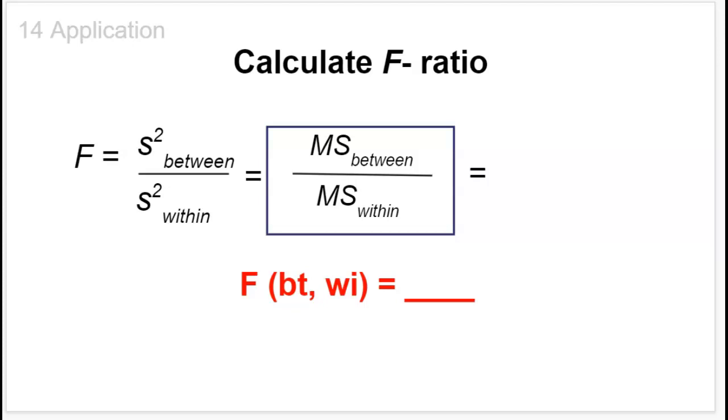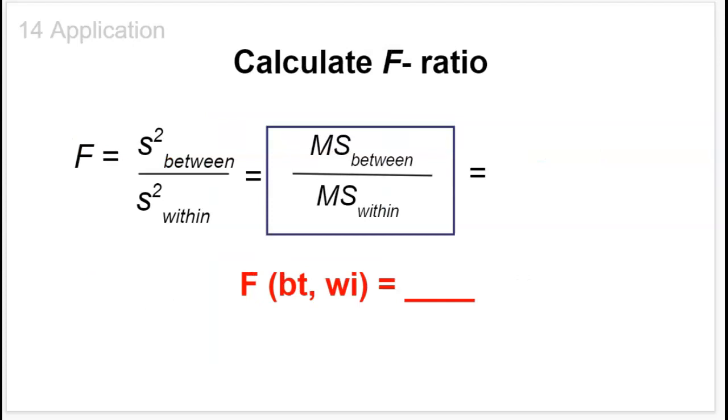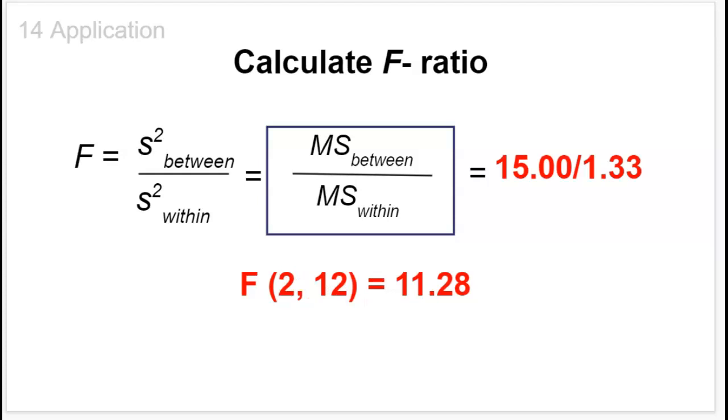So take a moment to plug in that 15 and that 1.33 to get to your F, and then let's see how you did. So when we calculate that 15 divided by 1.33, we get 11.28. We are now comparing that 11.28 to our critical value from step 2. Our critical value from step 2 is 3.89. So what decision would you make?